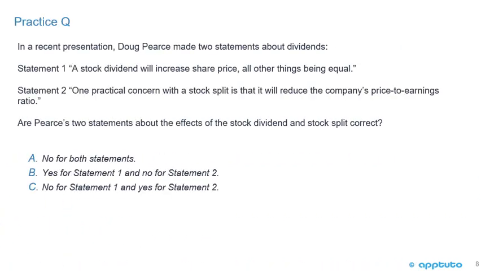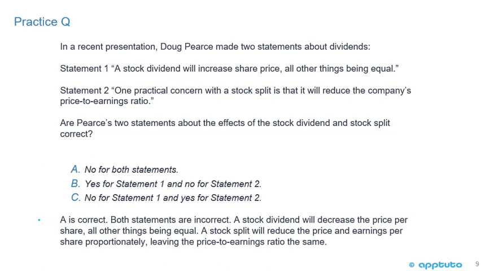One last practice question to check our understanding. In a recent presentation, Doug Pierce made 2 statements about dividends. Statement 1 is a stock dividend will increase share price, all other things being equal. Statement 2 is one practical concern with a stock split is that it will reduce the company's price to earnings ratio. Are Pierce's 2 statements about the effects of the stock dividend and stock split correct? A, no for both statements. B, yes for statement 1 and no for statement 2. And C, no for statement 1 and yes for statement 2. Okay, good little question. A is correct.